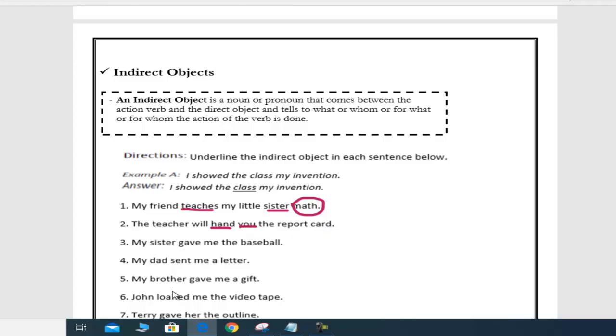My sister gave me the baseball. Gave is the verb. Baseball is the direct object. For whom did she give the baseball? For me. So me is the indirect object. My dad sent me a letter. Sent is the verb. Letter is the direct object. Me is the indirect object. My brother gave me a gift. Gave is the verb. Me is the indirect object. John loaned me the video tape. Loaned is the verb. Me is the indirect object.